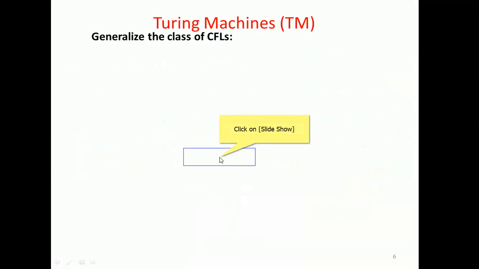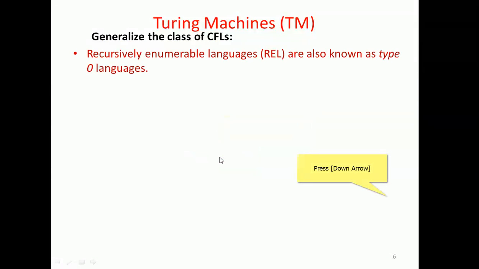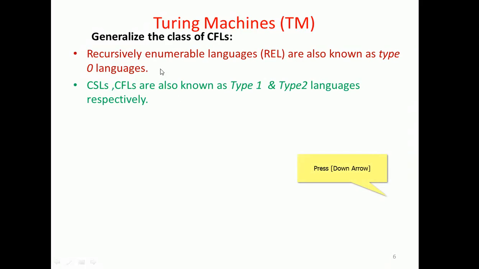Coming to the Turing machine model, it corresponds to recursively enumerable languages, also known as type 0 languages. The context sensitive languages and context free languages are also known as type 1 and type 2 languages respectively. The regular languages are also known as type 3 languages.